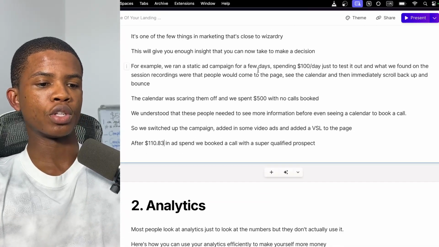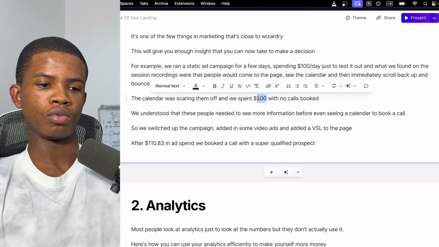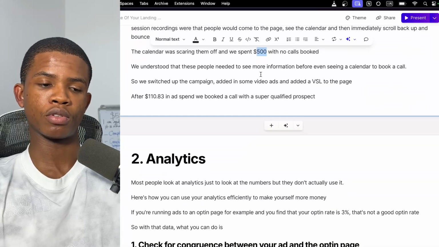So it's very important to pay attention to this, and your heat maps and session recordings are going to help you absolutely make more money.